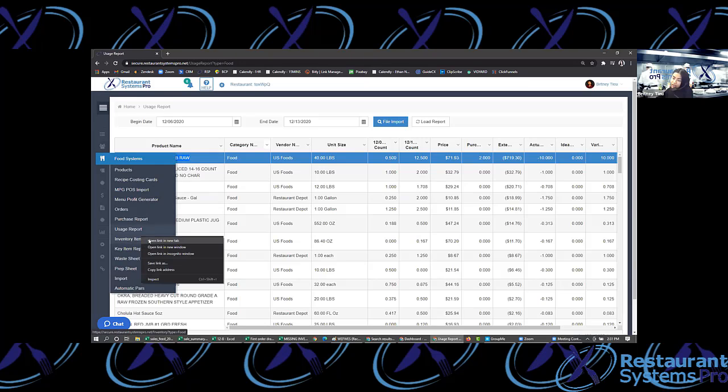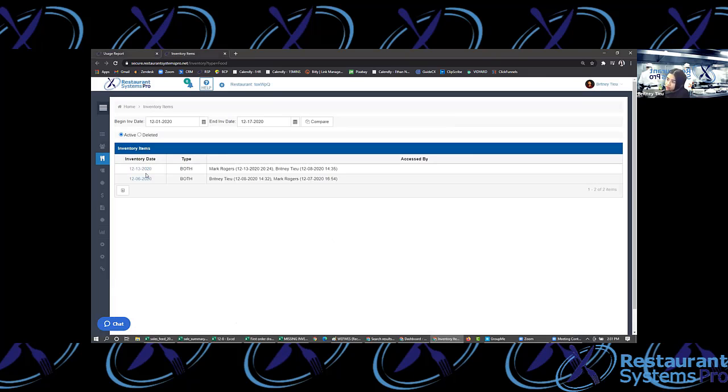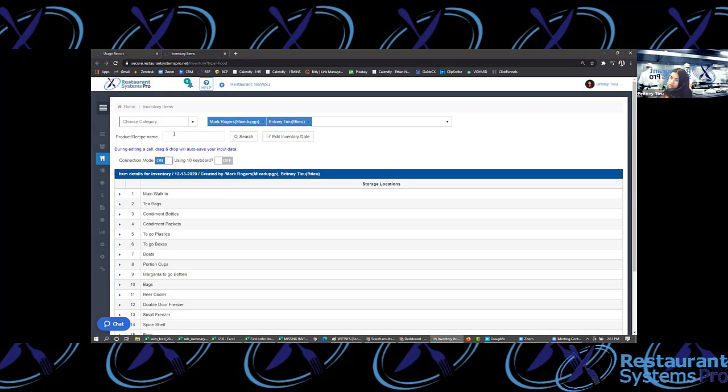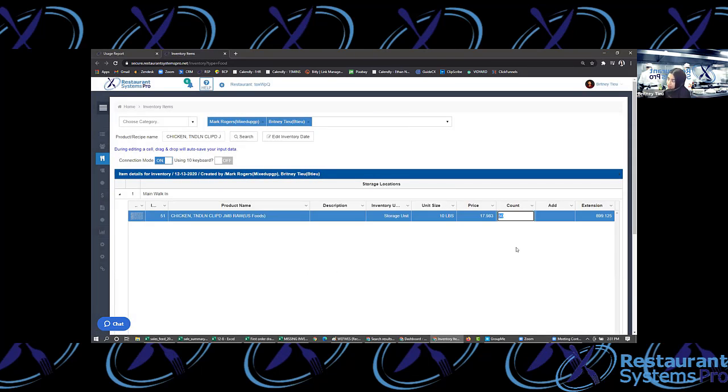So what we can do now, and we always like starting to look at this as soon as you're done entering your inventory, the reason why is I automatically identified that so quick, and now I can go back and recount it if I need to. Right. So I'm going to go into inventory, and I'm going to open up the 13th, and I'm going to look for the tenderloin. From there, I see the issue.